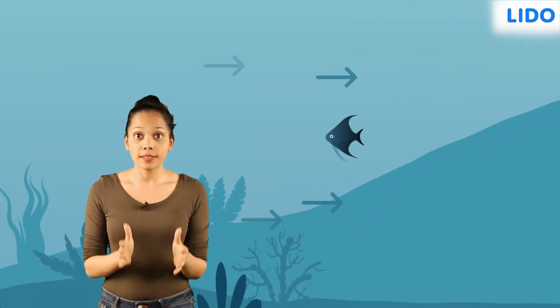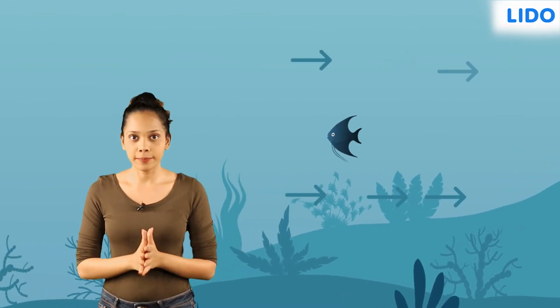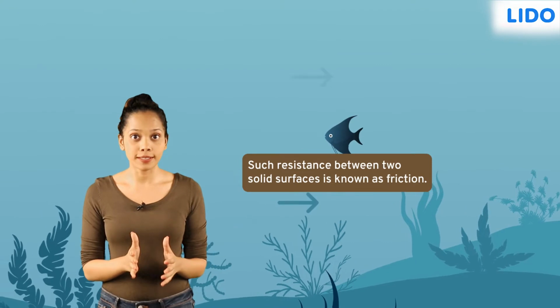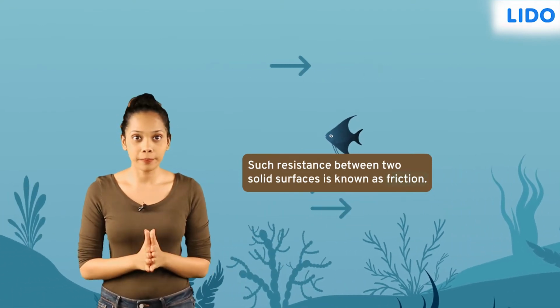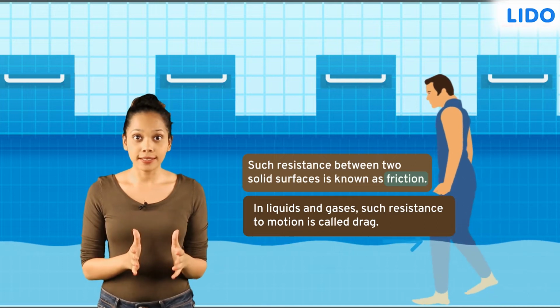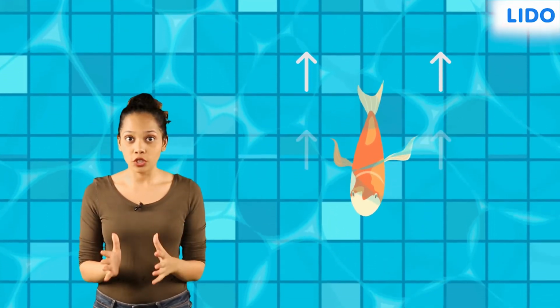Water opposes the movement of fish with a certain amount of resistance. Such resistance between two solid surfaces is known as friction. In liquids and gases, such resistance to motion is called drag. When fish swim underwater, the water continuously drags the fish with the force of its resistance.